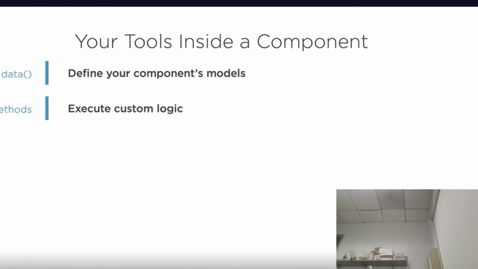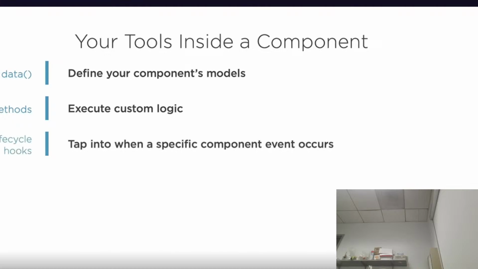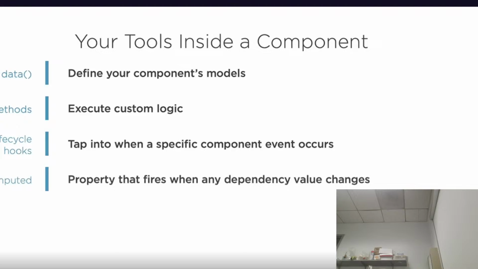In this module, you learned about the different tools you can use inside your component, including how you define your data models with the data function, how we can use methods to create our own custom logic, both synchronous and asynchronous functions, how we can tap into lifecycle hooks like created to go fetch our data, or mounted to talk to third-party UI components, and then mount them on the DOM. And then computed properties allow us to fire whenever a dependency changes and do things like full name or basically any custom properties that aren't in the data model but are based on that data model.